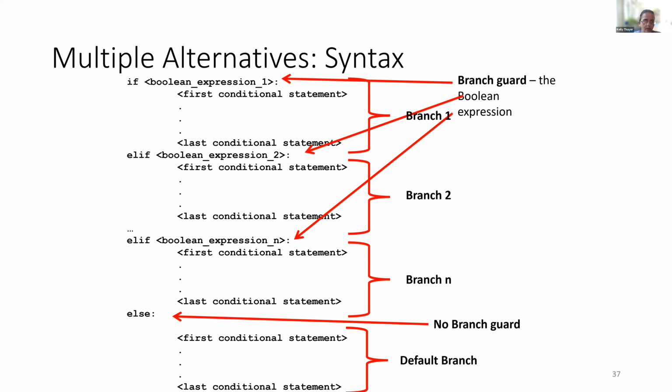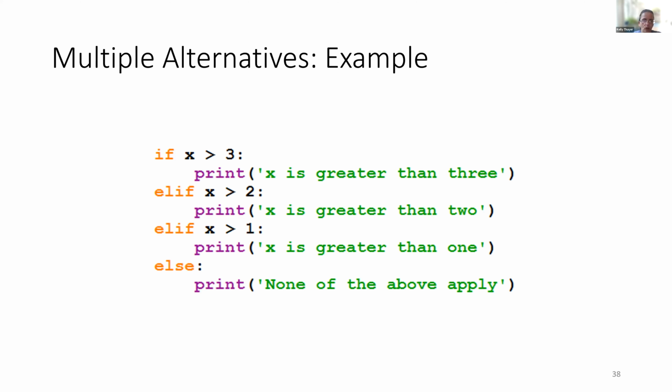So let's take a look. Here's a multiple alternatives example. This is very similar to the one we took a look at last time. So suppose x is equal to 5. Now do you see that x being 5 will make this true? x is greater than 3, true, and greater than 2, true, and greater than 1, right? So all of these are going to in fact be true. And then we have our else branch here, the default branch, saying none of the above applies. But multiple of these could be true, which in this case would be the case.